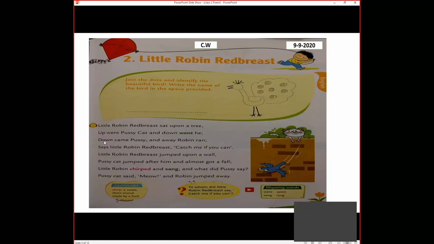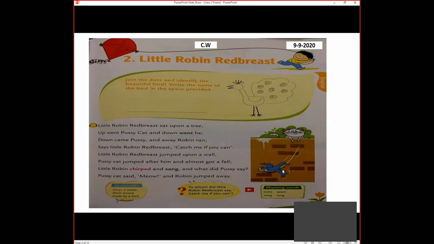Now pay attention. The third sentence: down came pussy, and away Robin ran. Here, down came this pussy cat, and away Robin ran.